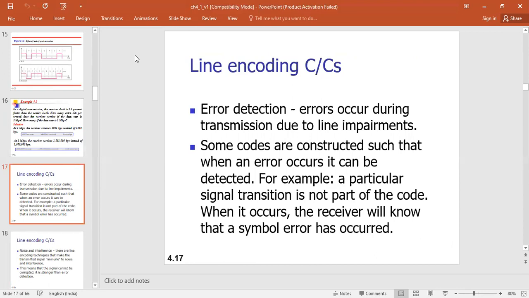Now the other line coding problems. One is error detection. Errors occur during transmission due to line impairments. Some codes are constructed such that errors can be detected. For example, a particular signal is not a part of the code, so when it occurs, the receiver will know that there is an error. So with some codes we can do error detection.